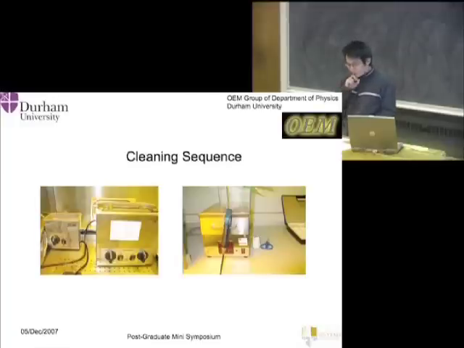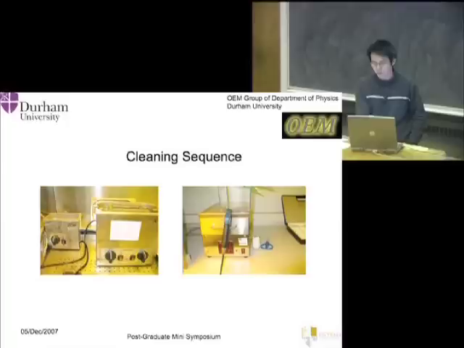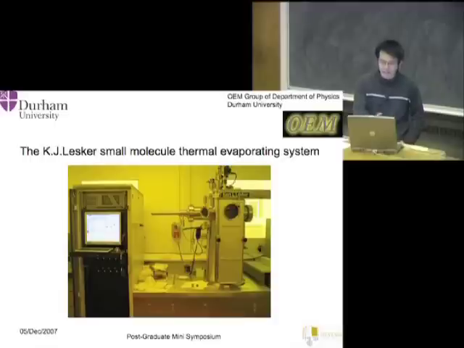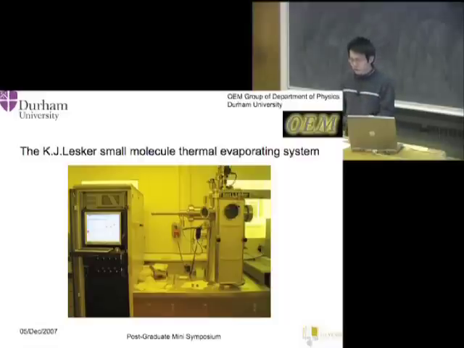Now, in order to prepare the sample, first we have to clean the substrate. This is the ultrasonic bath, and this is the UV ozone. And this is the small molecule thermal evaporator, which is Lesker one. We use this to thermally evaporate small molecules or just the cathode.